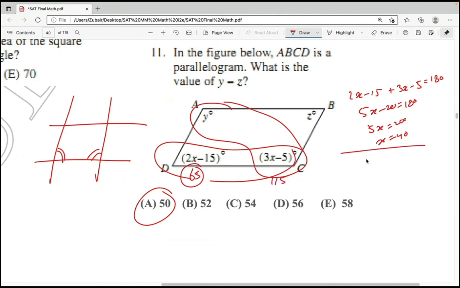Now the examiner says y minus z. So y is 115 and z is 65. You get 50. Sir, I forgot to add the 180. That's okay. Understood.